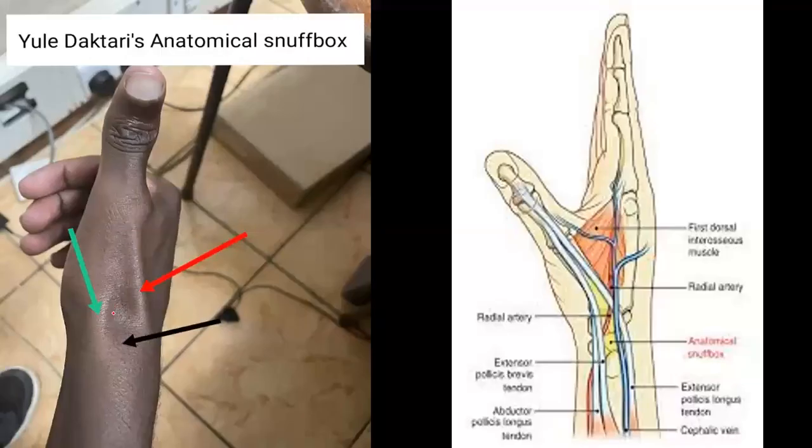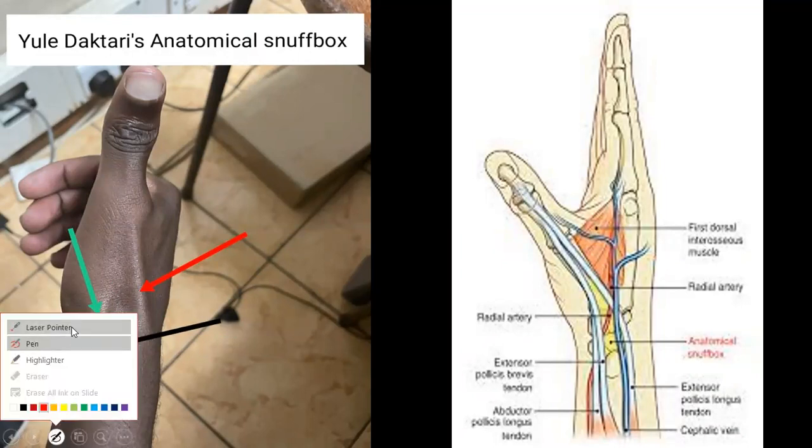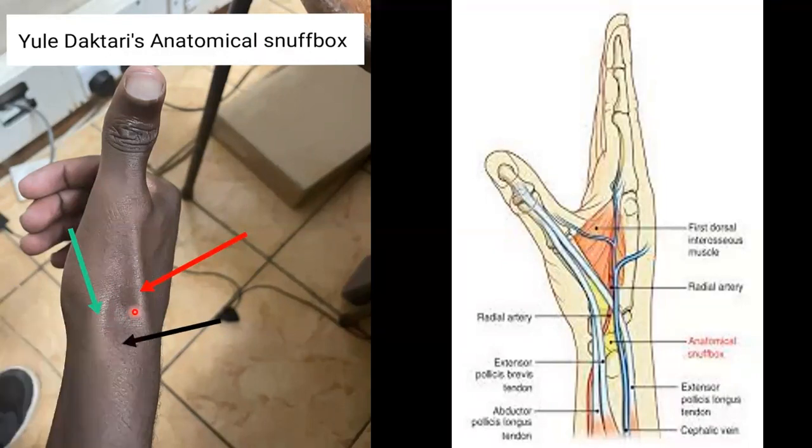So, in fact, this is my picture over here. So, let me take back this point. You can see this depression here. So, in the past, tobacco would be placed there, the ground tobacco, then it would be sniffed. So, it's the anatomical snuffbox.